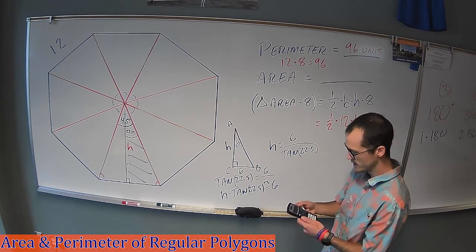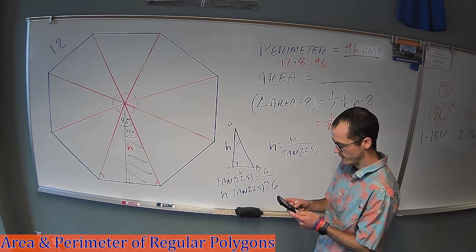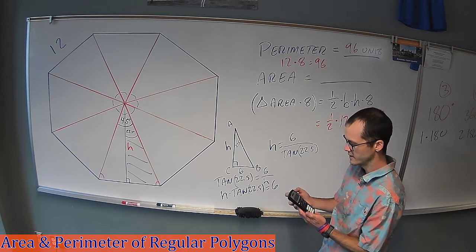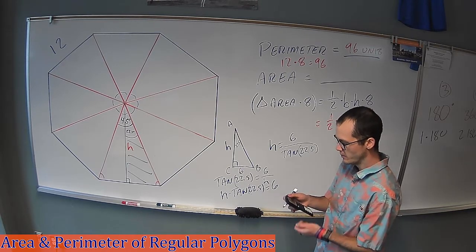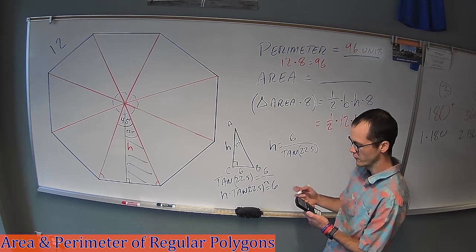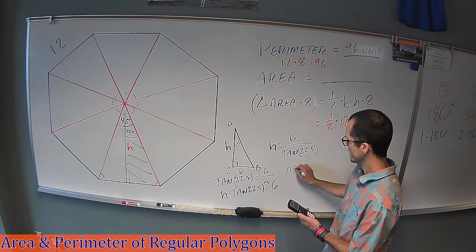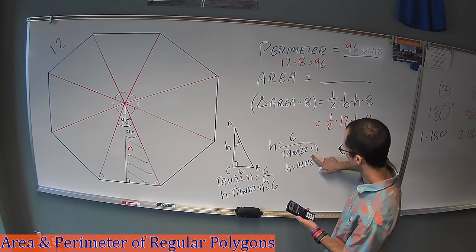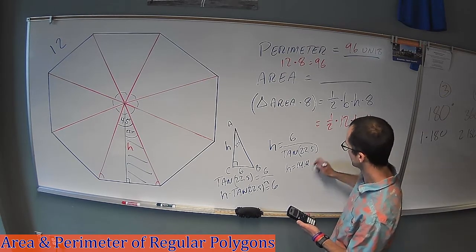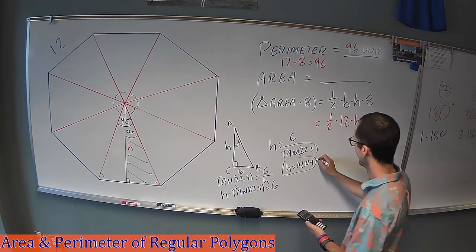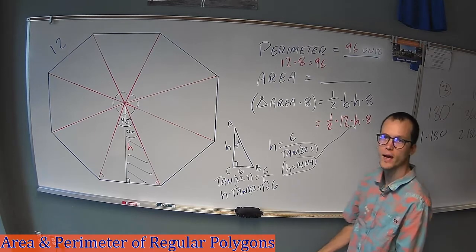6 divided by this business. 6 divided by the tangent of 22.5. And the calculator says, mine says 14.48. 14.49. So H is 14.49. Okay, cool. Now we have our H. Let's plug it in where we have that missing H value.